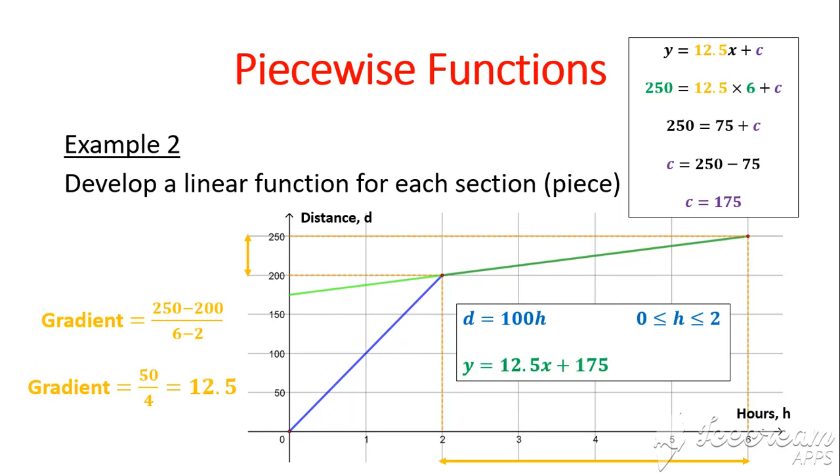I'm just going to change the y's and x's over to d's and h's. And once again, I must tell somebody that this section of the graph occurs between greater than or equal to 2 and less than or equal to 6.